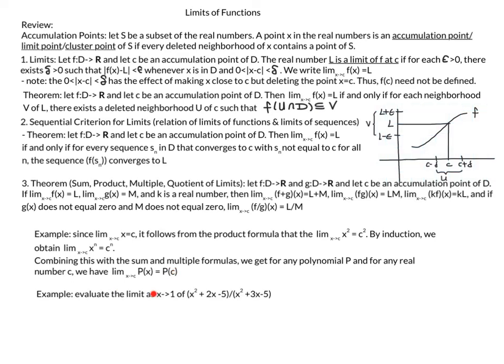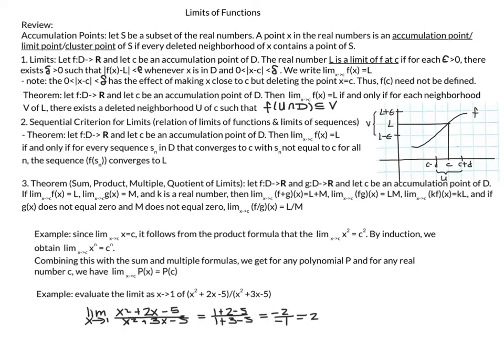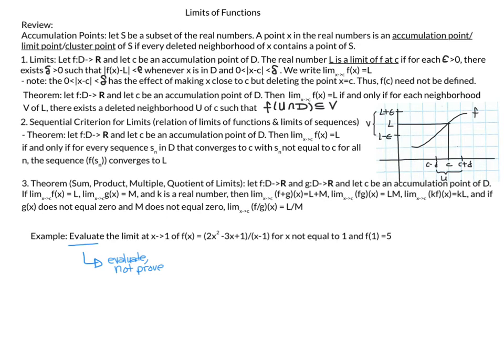And we can use this to evaluate the limit as x approaches 1 of x squared plus 2x minus 5 divided by x squared plus 3x minus 5. According to this, the limit as x approaches c of the polynomial, we can just plug in c. So we can plug in c on top, plug it in on bottom, and we get our answer.